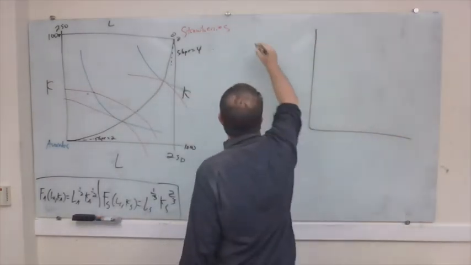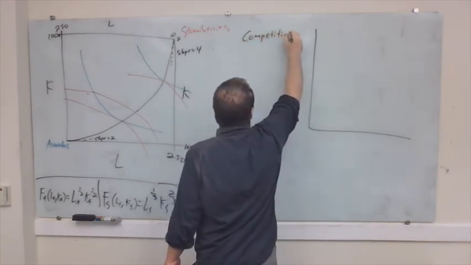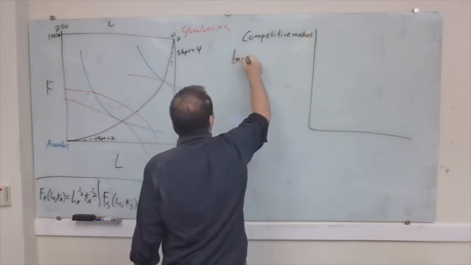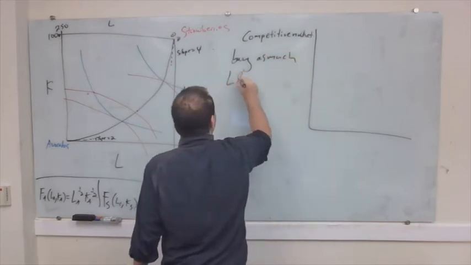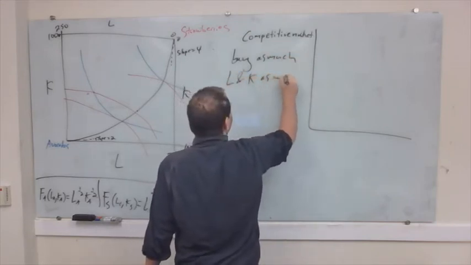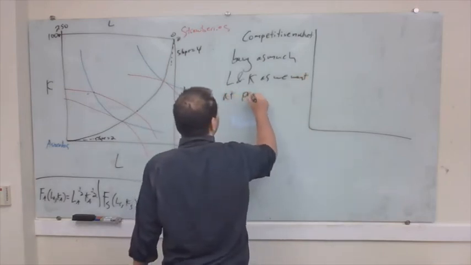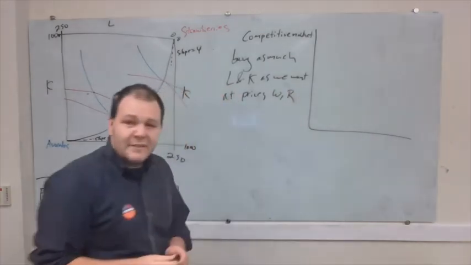Right? So in a competitive market, we'll buy as much L and K as we want at prices W and R. So what does this look like?